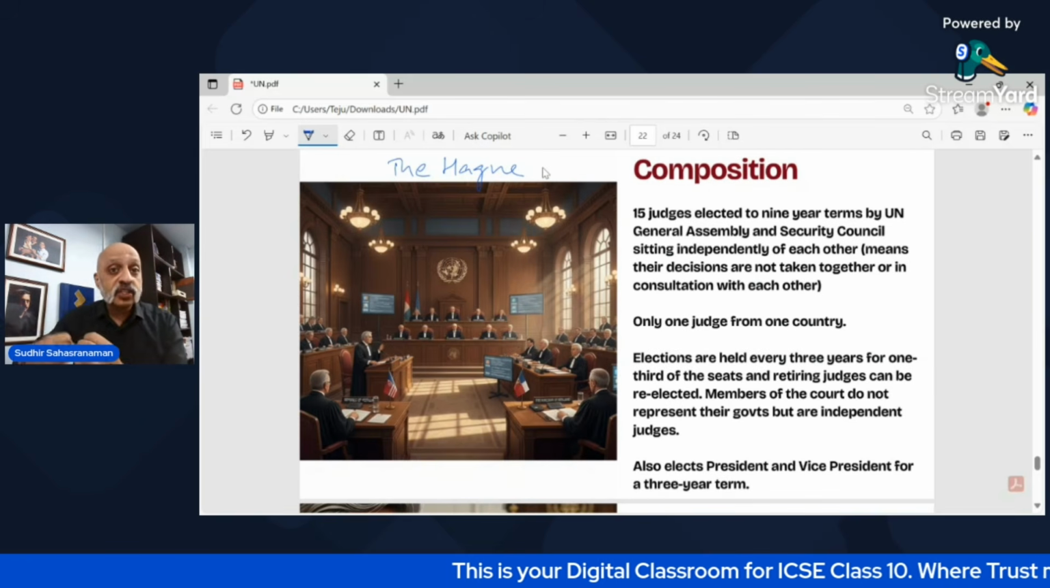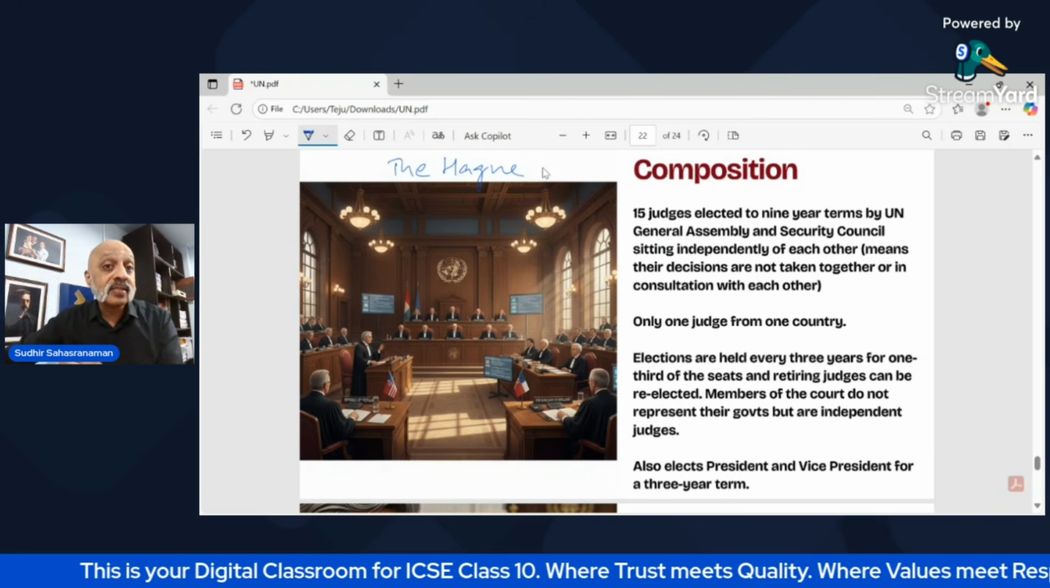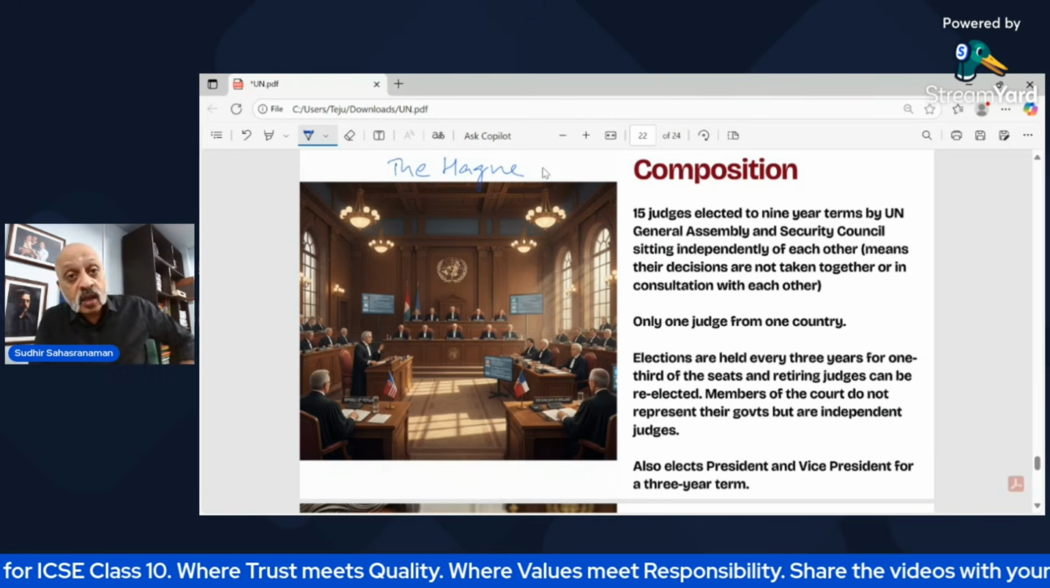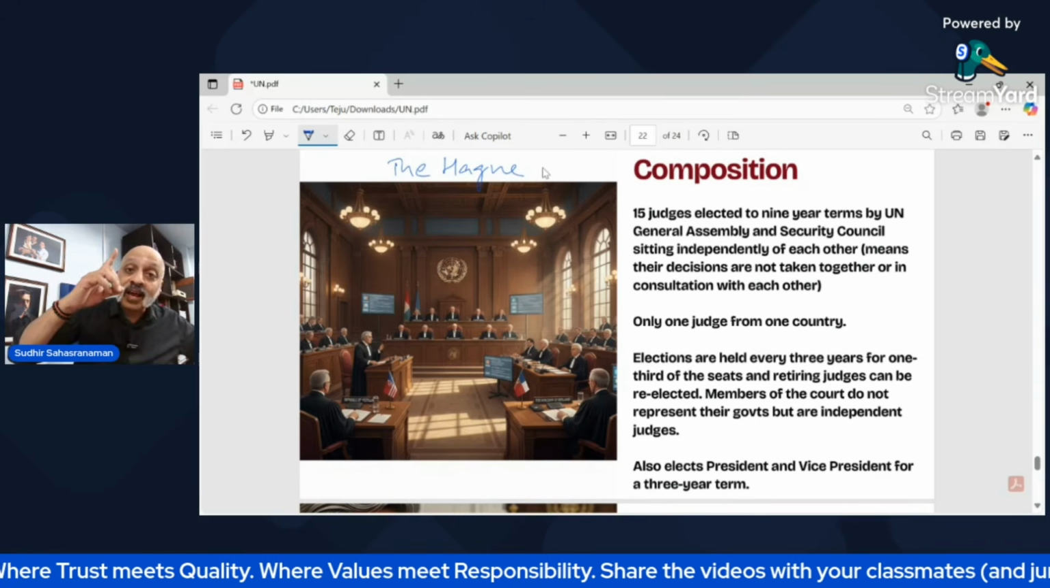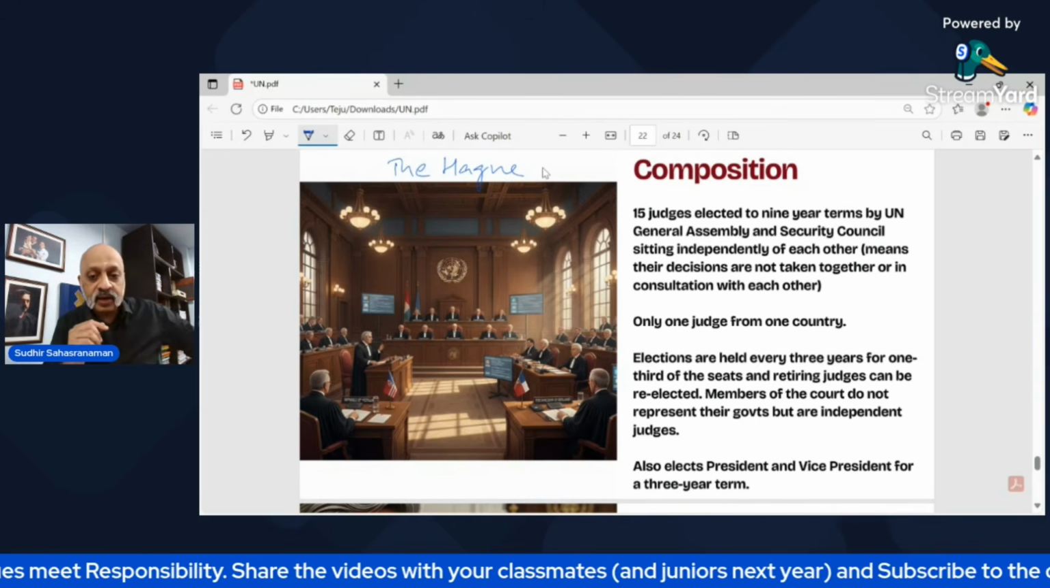But they don't consult each other. The General Assembly will not consult the Security Council. The Security Council will not consult the General Assembly, but together they will play a role in the election of these 15 judges. There can be only 1 judge from every country. You cannot have more than 1 judge from any country.